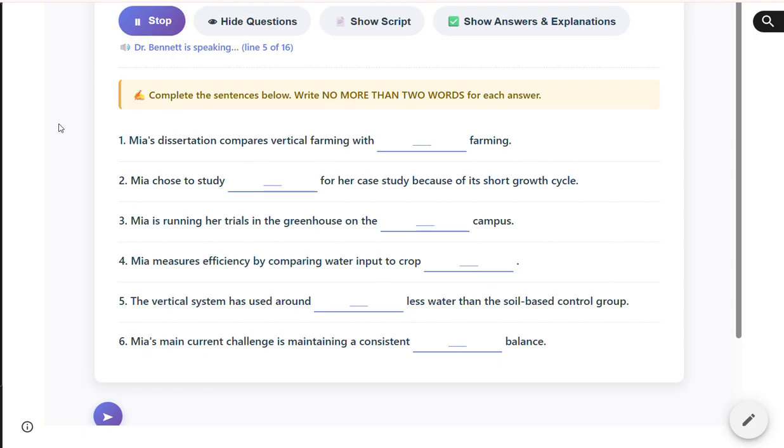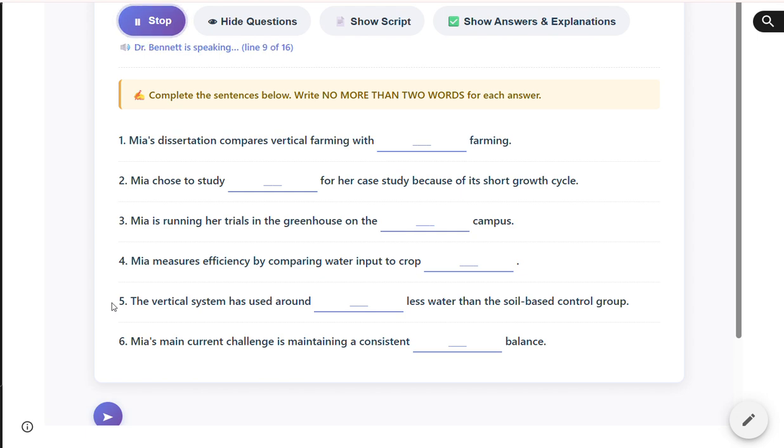And which crop are you focusing on for your case study? I've chosen lettuce, mainly because it has a short growth cycle, which means I can run several complete growing trials within my research timeline. Sensible choice. Where are you actually conducting your trials? I've got access to the greenhouse facility on the North Campus. They've let me set up 2 separate hydroponic towers there.